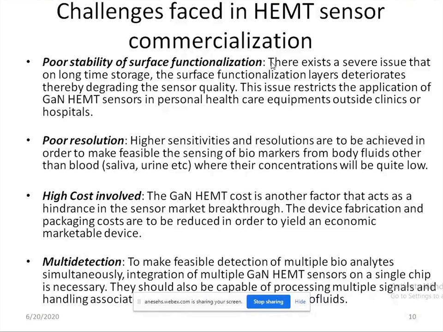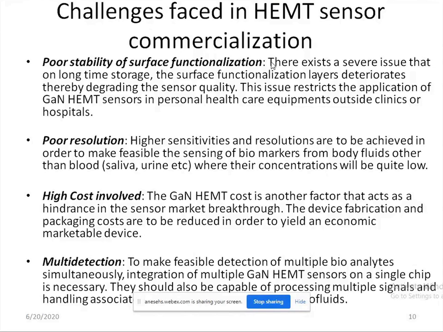Now the second limitation is poor resolution. As I have said, if we have to go for early detection, like early cancer or tumor detection, then we have to get a device with a very low detection limit. It has to detect nanogram or even picogram per milliliter of the protein sample that is present in the body fluids. So in that case, we have to develop a sensor that has a very high resolution.